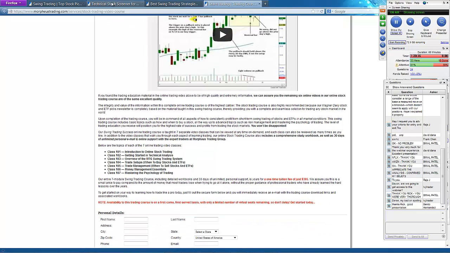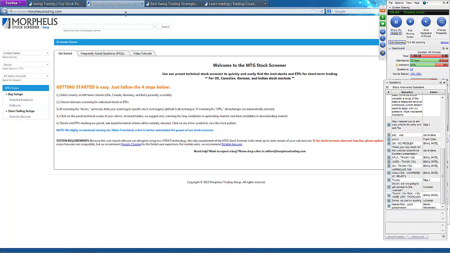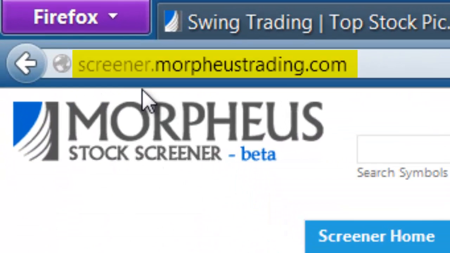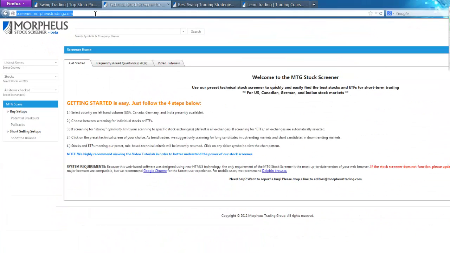One last thing, we have a technical stock screener. The URL to go directly to it is screener.morpheustrading.com. This is a web-based stock screener. You don't have to download anything. It all runs in your browser, assuming you have an up-to-date browser. This is designed to find the stock picks that meet our criteria. There are a lot of stock screeners out there, but many of them you have to program or know what to do, or they're very complicated. Ours we designed to be very simple.